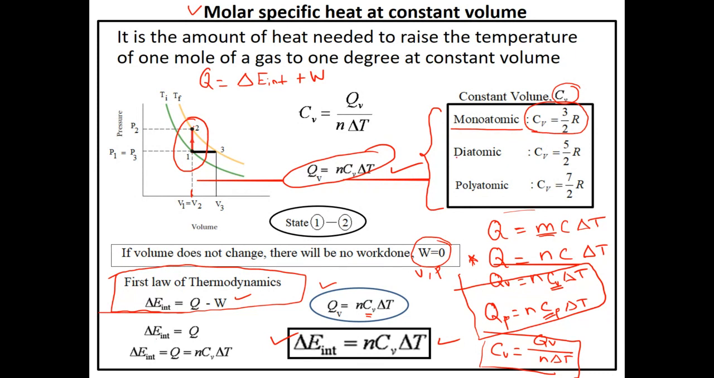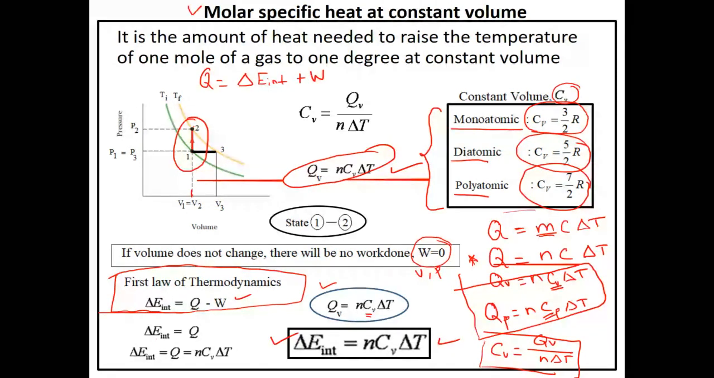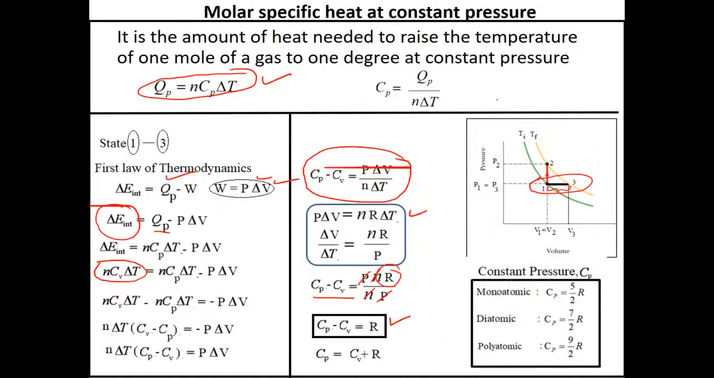3/2. If you have diatomic, what should be the value for constant volume? 5/2. If you have polyatomic, what should be the value of Cv? 7/2. Okay, I'm going to write this value here. Could you please tell me what is the formula for Cv?